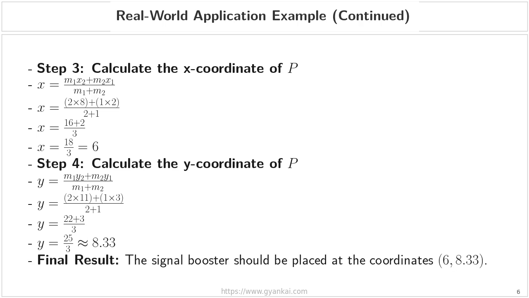So, to wrap up this example, our final result shows that the signal booster should be placed at the coordinate 6, 8.33. This gives our engineers the exact location needed to divide the distance between the two towers in that 2 to 1 ratio.